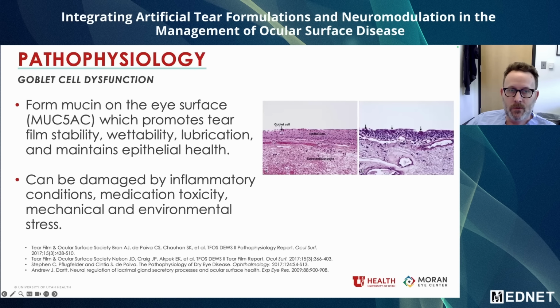With adequate mucin production, tears spread properly across the ocular surface. When you're mucin deficient, they do not spread properly and do not adequately hydrate the surface of the eye. The major cause for goblet cell dysfunction is inflammation. That can lead to goblet cell loss, but medication toxicity can also do this, as well as environmental stress.